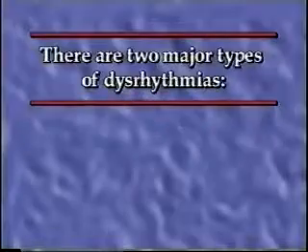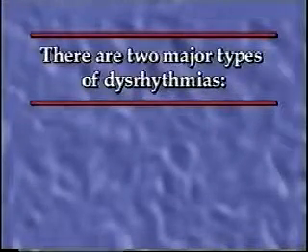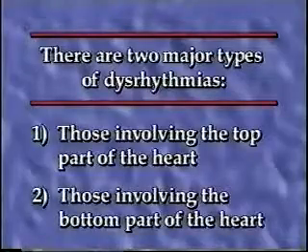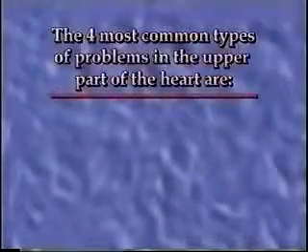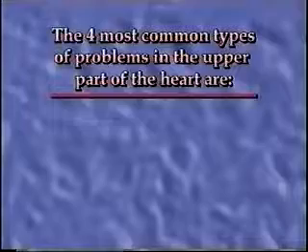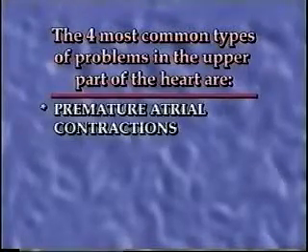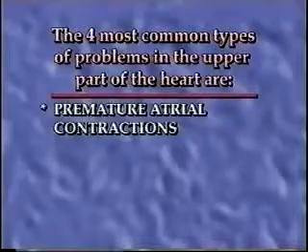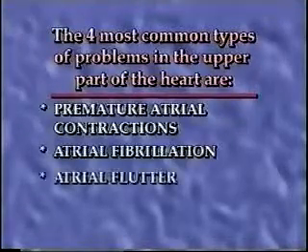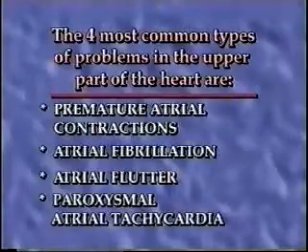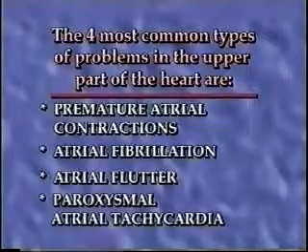We call any disturbance in the normal activity of the heart a dysrhythmia. The two major classes of dysrhythmias are problems in the top part of the heart and problems in the bottom part of the heart. The four most common types of problems in the upper part of the heart are called premature atrial contractions, or PACs, atrial fibrillation, atrial flutter, and paroxysmal atrial tachycardia, or PAT for short.